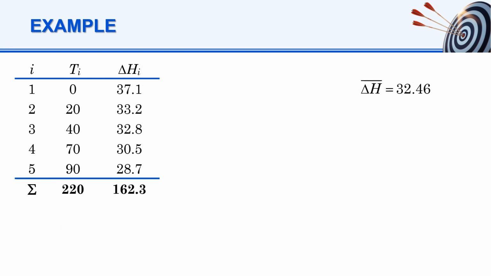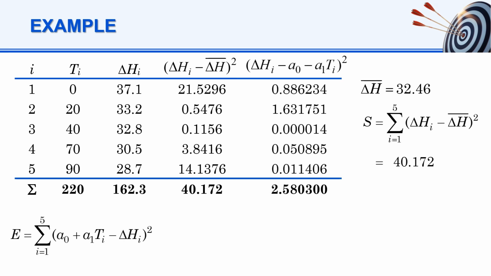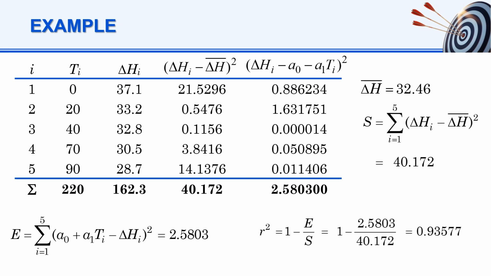We now can calculate the mean deviations in the fourth column. The column sum gives the sum of the squares of the mean deviation. Next, we calculate the residuals and place them in the fifth column. The column sum gives the sum of the squares of the residual. Using these quantities, we can calculate the r-squared, which turns out to be 0.93577.